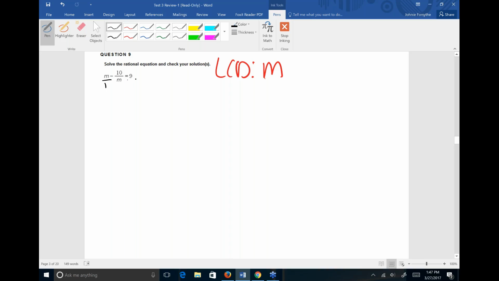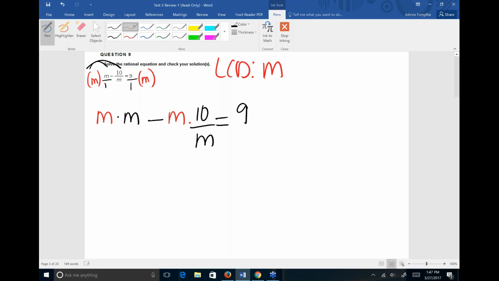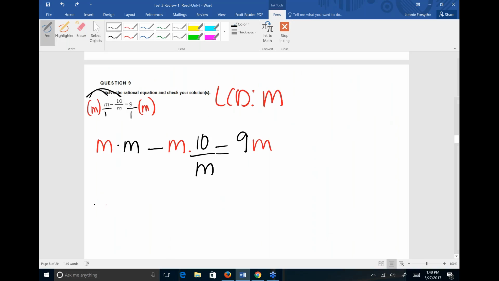And the denominator for the 9 is just a 1. So 1 times m is just m. So we're going to multiply everything by m. Okay, so m times m minus m times 10 over m, we distribute there, equals 9 times m. M times m is m squared. M times 10 over m, the m's will cancel out to 1, so we'll have minus 10 equals 9m. So we have m squared here, so we actually have a quadratic.